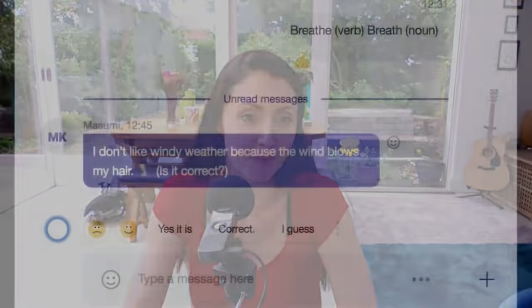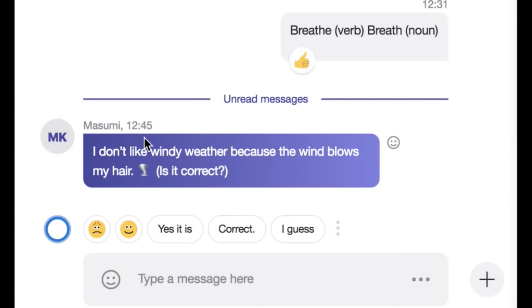All right, just a quick jump over to my patrons. Hi, you're saying, I don't like windy weather because the wind blows my hair. Is that correct? Yes, but I would finish the sentence off. The wind blows my hair all over the place. Or the wind blows my hair about. So we want to make it sound like the wind makes a mess of your hair. It works perfectly well what you've written.